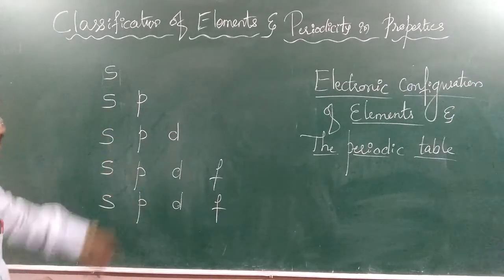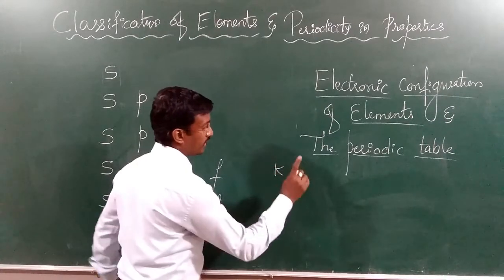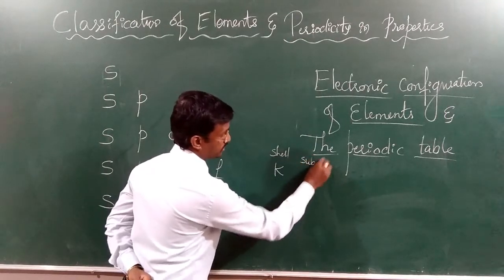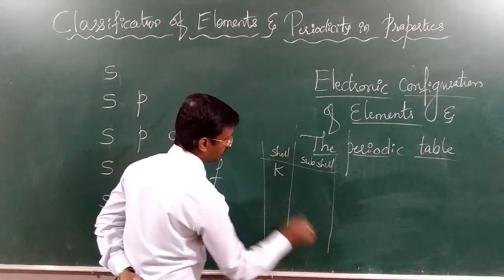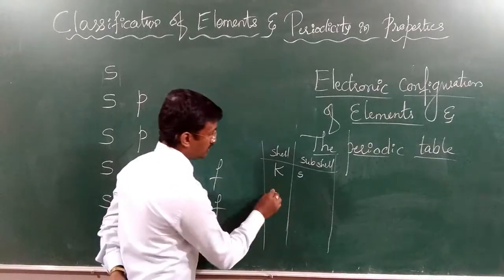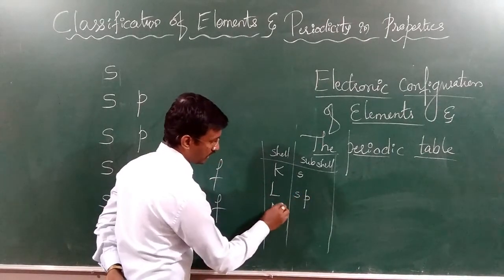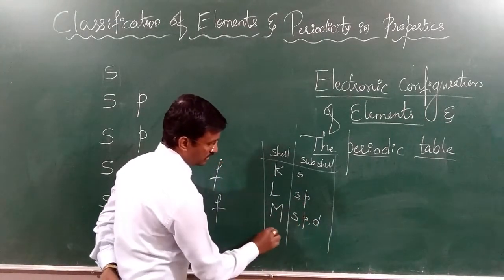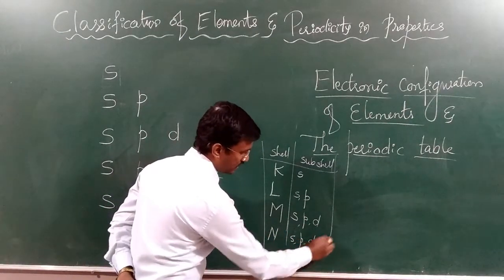What are S, P, D, F? You should know that the K shell contains only one subshell. This is the most important point, because it is a very new concept for you. K shell contains only one subshell, that is small s. The next, L shell, contains two subshells, S and P. The third shell, M, contains S, P and D. And the last, N shell, contains S, P, D and F.